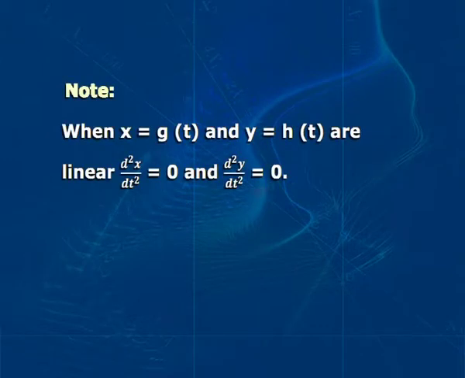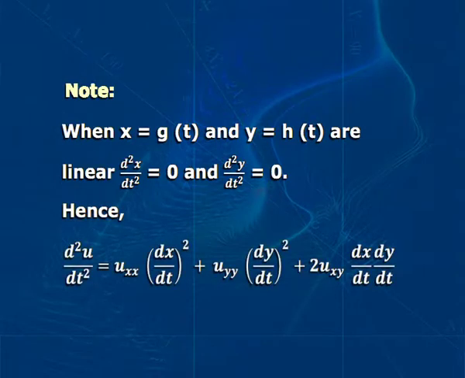Note, when x equal to gt and y is equal to ht are linear, d square x by dt square equal to 0 and d square y over dt square is equal to 0. Hence, d square u over dt square is equal to uxx (dx by dt) whole square plus uyy (dy by dt) whole square plus 2uxy dx by dt into dy by dt.